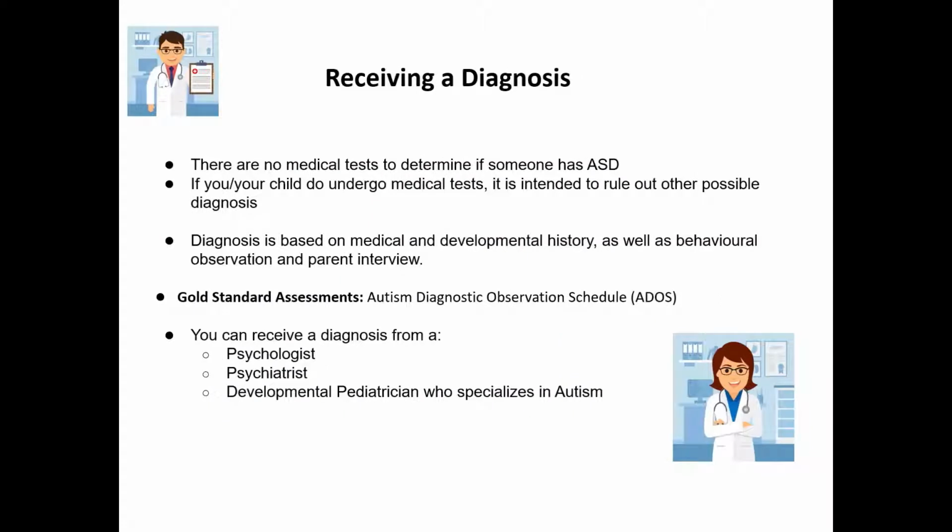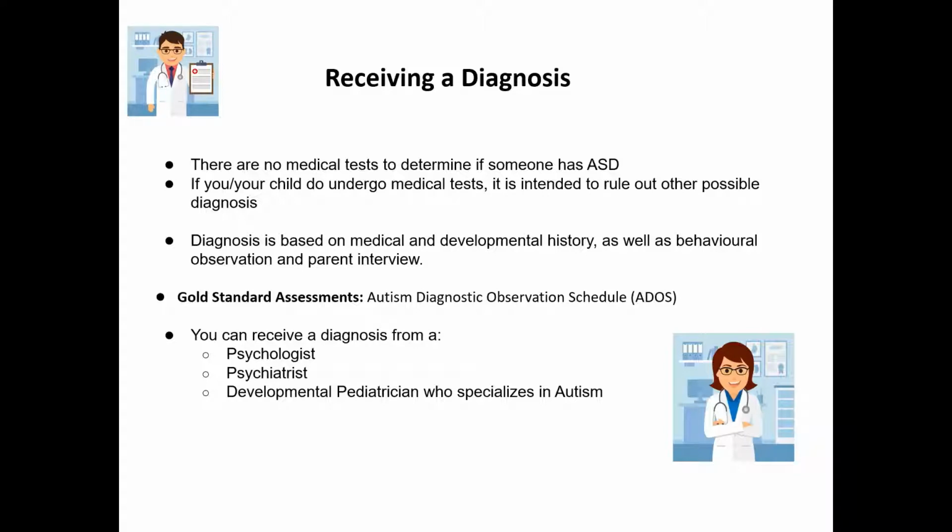So, how does one go about receiving an autism diagnosis, and specifically here in Saskatchewan as well? There's no medical test to determine if anyone has autism spectrum disorder. If you or your child undergo any medical tests, it's usually intended just to rule out any other possible diagnoses. But the autism diagnosis is based on medical and developmental history, as well as behavioural observation and parent interview. So often an autism assessment will involve asking the parent a lot of questions, observing the child, maybe asking the child questions as well if they're verbal and able to participate in that interview, and also getting information on their developmental history and how those characteristics of autism have shown up in their life, and medical history as well.